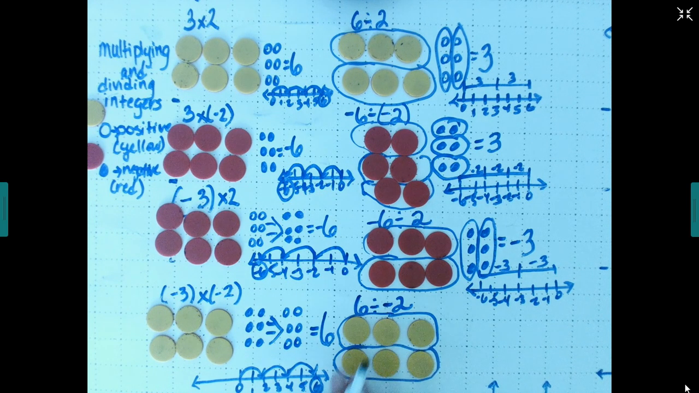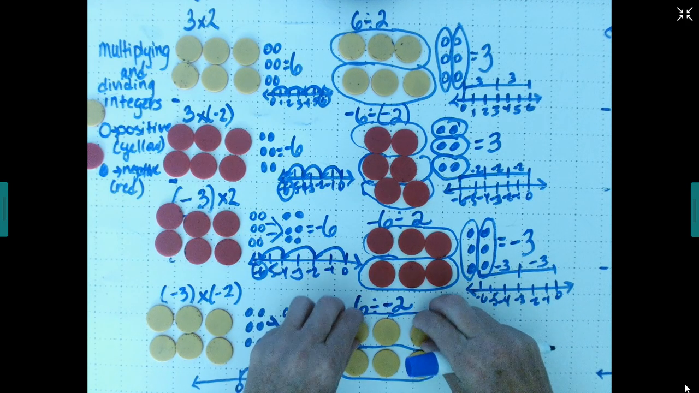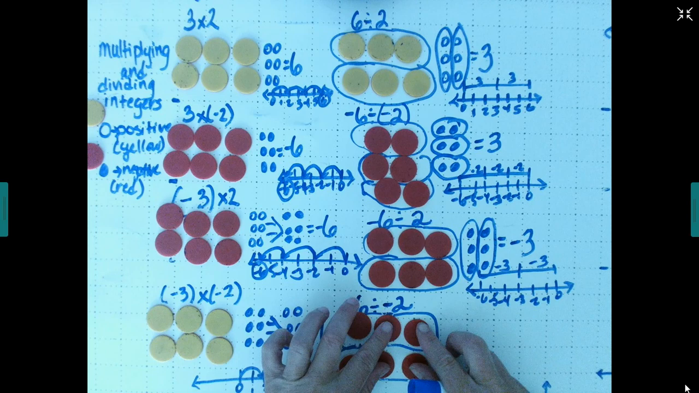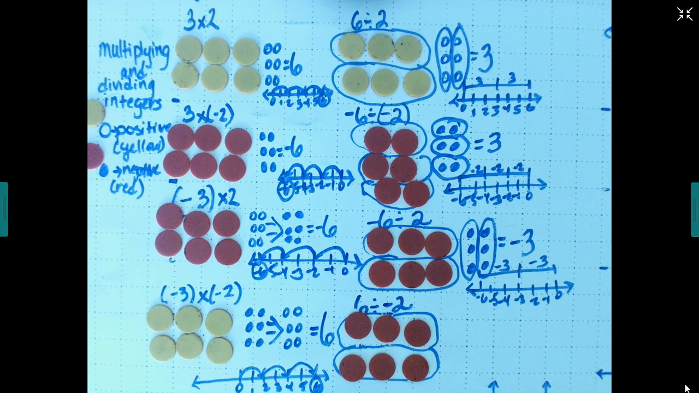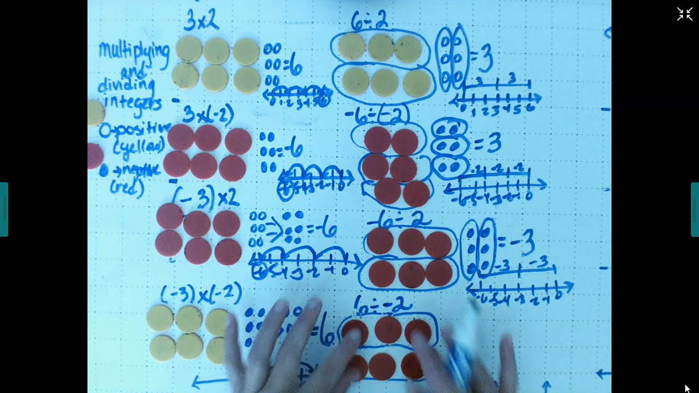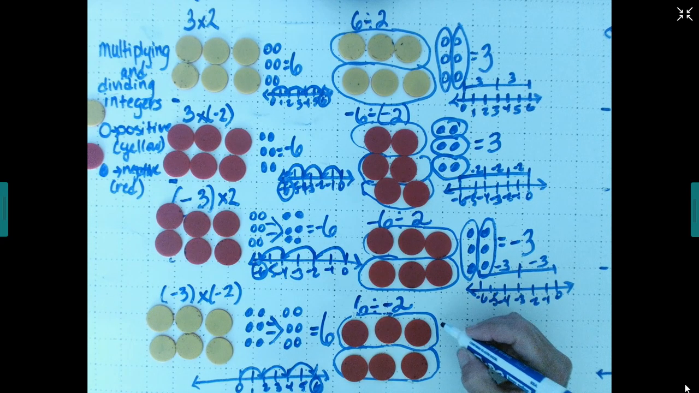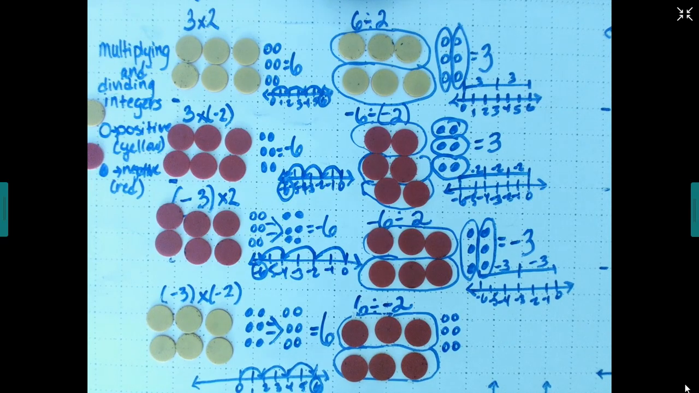Well, what's in here now are positives. So the opposite of those positives would be negatives. So when we're looking at 6 divided into the opposite of 2 groups, what makes up each of those groups? Negative 3. Okay, so let's look at that visually. We start with our 6, and we want the opposite of 2 groups.